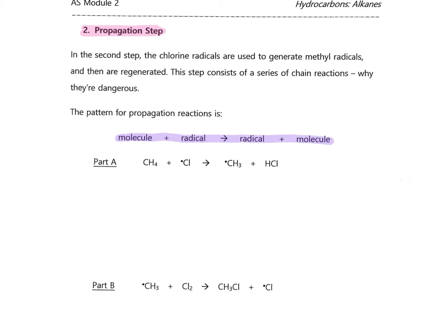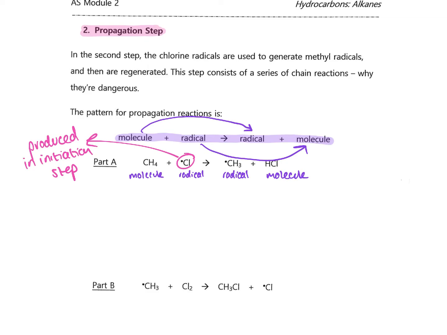What we mean by that is essentially the thing that started as a molecule in this step will become a radical, and the radical will become a molecule. We can see that in our equation below. We can see that a molecule is reacting with a radical, and we're producing a radical and a molecule. So the molecule we start with is methane, and then that reacts with the chlorine radical that we produced in step 1, the initiation step. And then the methane molecule becomes a radical, and the chlorine radical becomes a hydrogen chloride molecule. Let's have a look at what that actually looks like in terms of our mechanism.